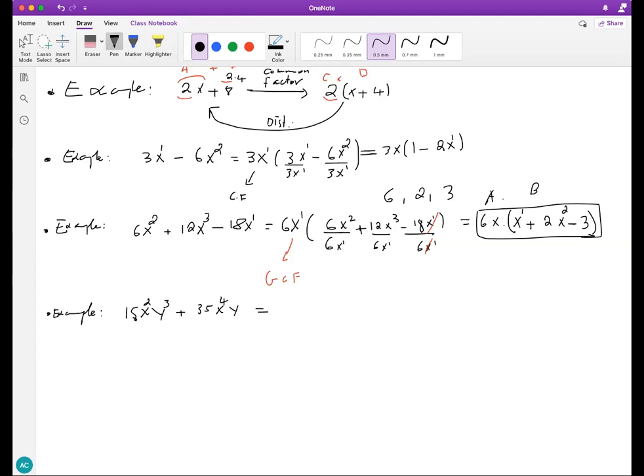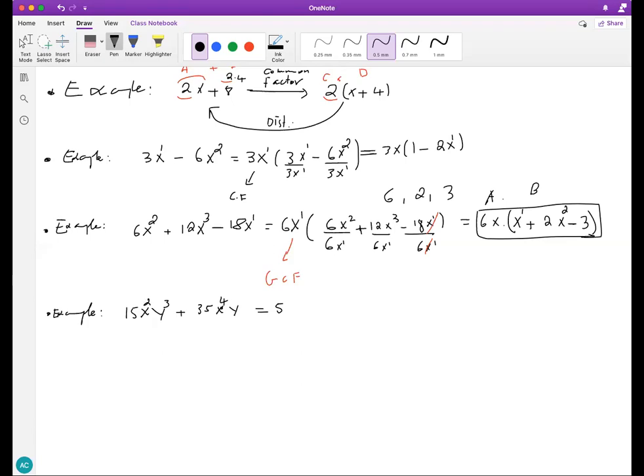What's the common factor between 15 and 35? That's a 5, right? The highest number is 5. That's common. What else is common between the two? The x's and y. That's right.